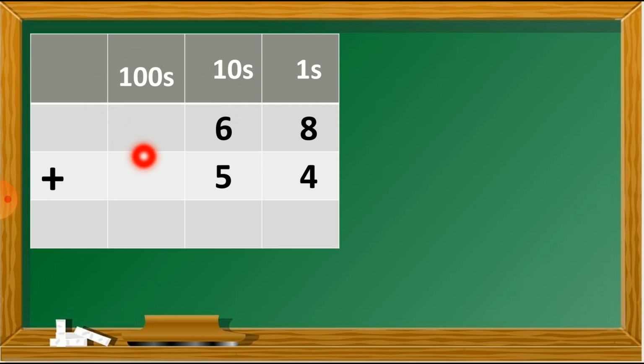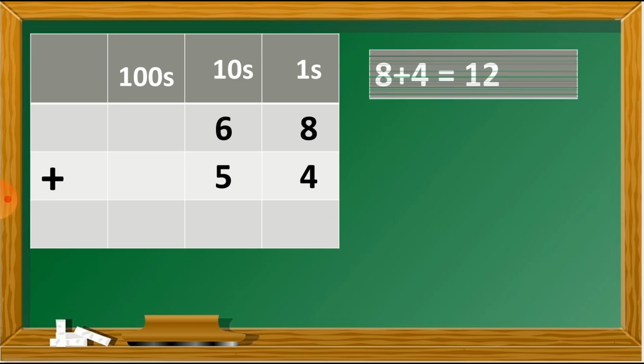So here you can see this is one sum for you, and as you know we always start adding the number in the ones column. So here is the ones column first, which is 8 plus 4. So let's add this number, which is 8 plus 4.